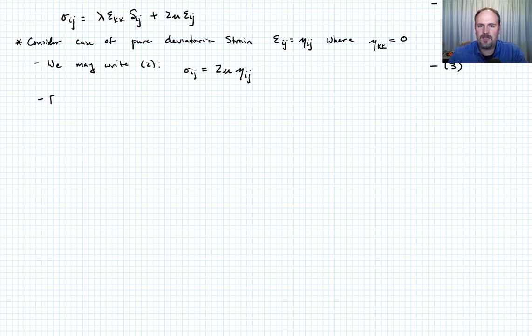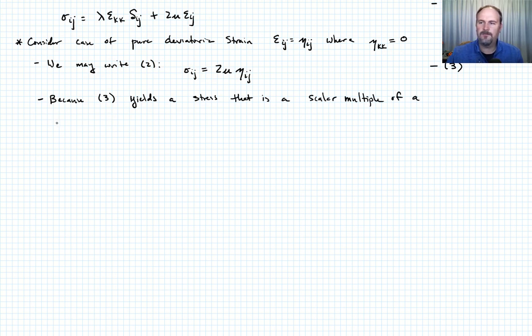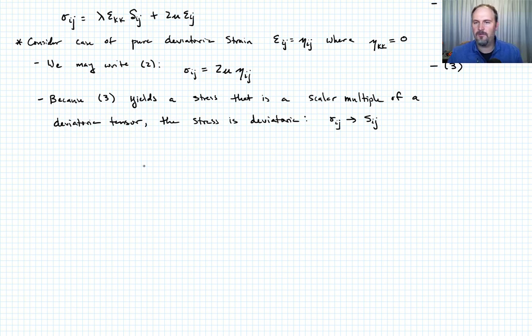So let's say that equation 3 yields a stress that is a scalar multiple of a deviatoric tensor. The stress is a deviatoric tensor. What does that mean? That means that sigma ij is actually Sij, the deviatoric stress tensor. So we can write then that Sij, the deviatoric stress tensor, is equal to 2 mu times eta ij. Let's call that equation 4.